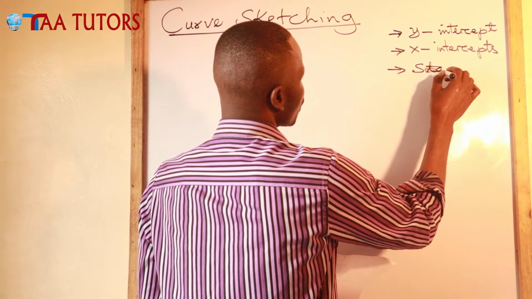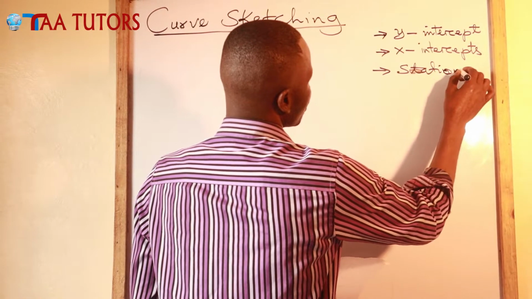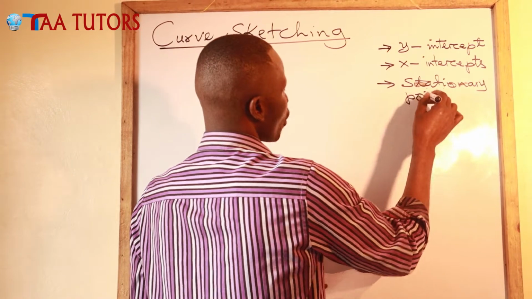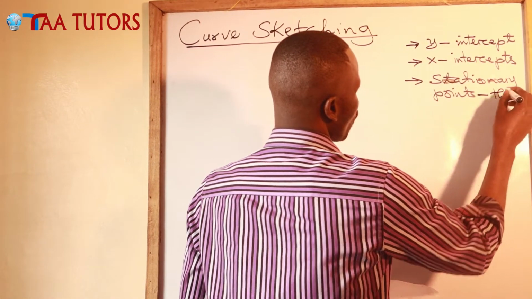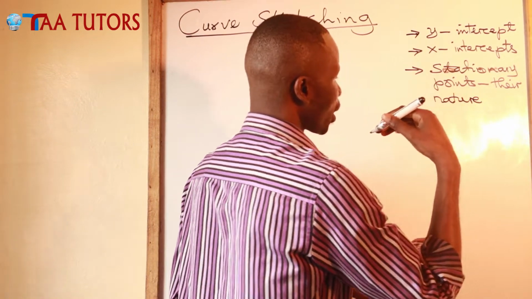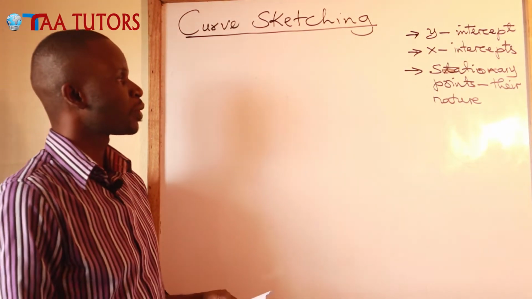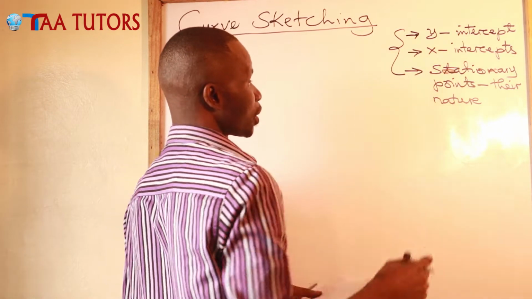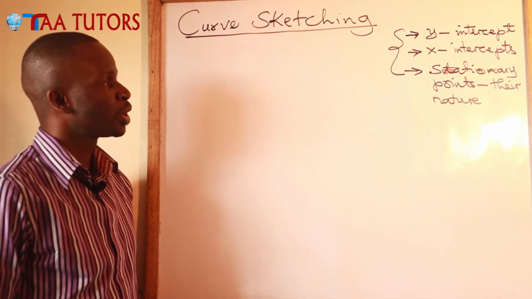Another thing you need to do here, the final thing, is to get the stationary points. And once you get these stationary points, it's also good to get their nature, meaning you need to know whether a point is either a maximum turning point, a minimum turning point, or a point of inflection. So learner, once you have all these three things, then probably sketching the curve will not be a big deal.